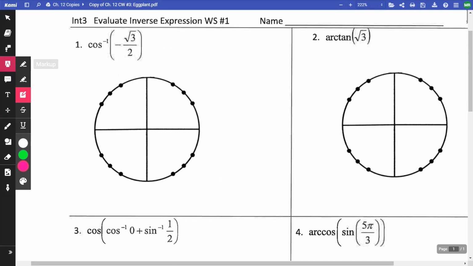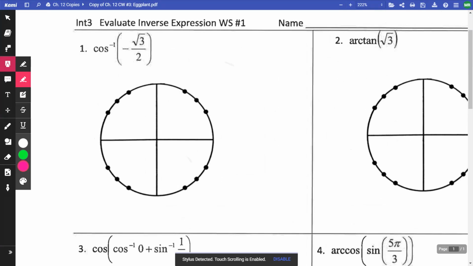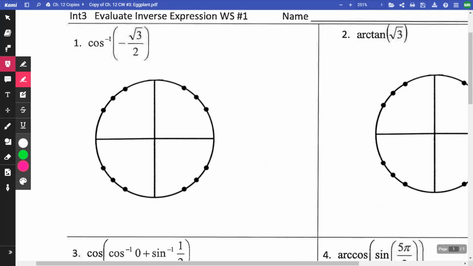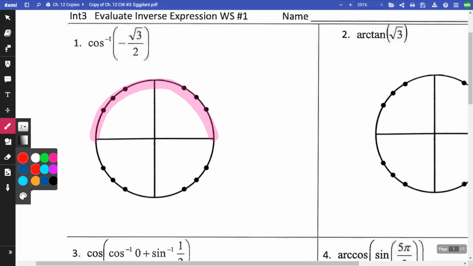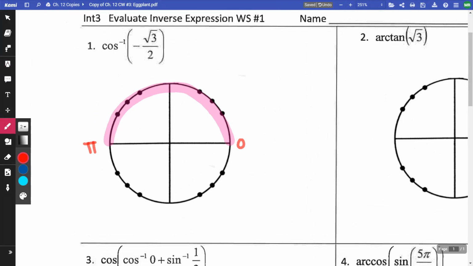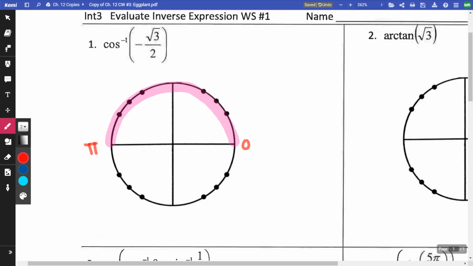So remember, when we're dealing with inverse operations, we're dealing with particular sections of the graph. When we're dealing with an inverse cosine, we're going basically from 0 to pi. This is where we are. So if I want to know what angle gives me a cosine that's equal to negative root 3 over 2, that is going to be right here at 3 pi fourths. And that is our answer.